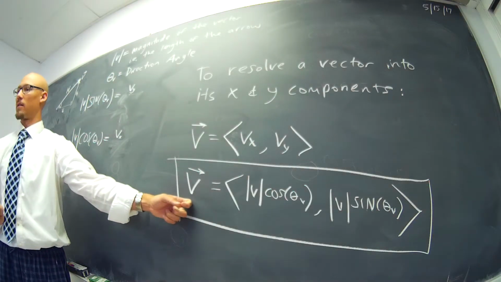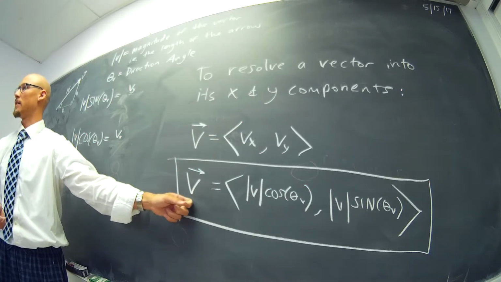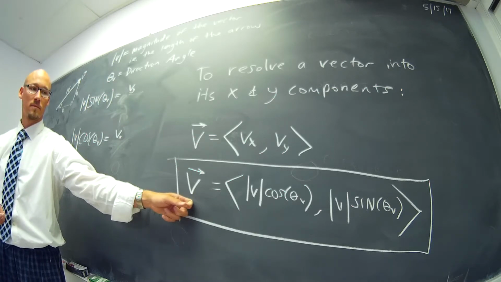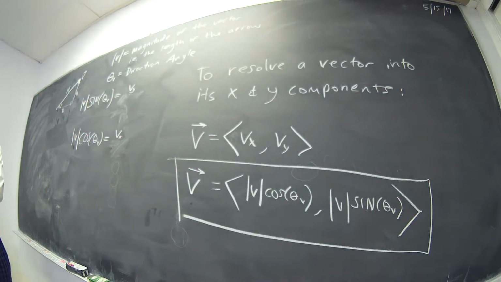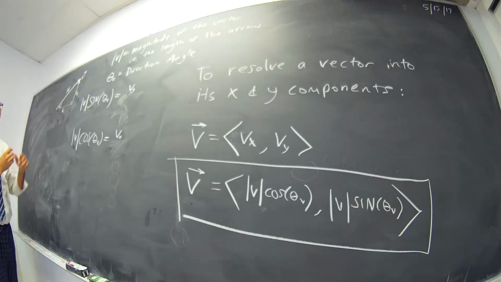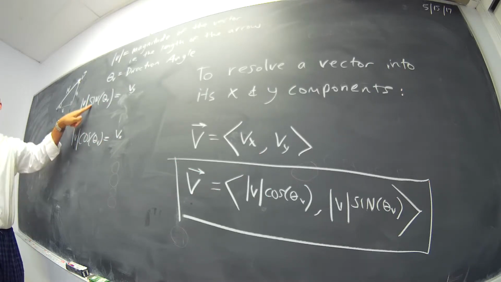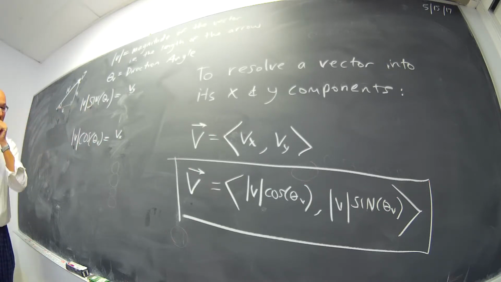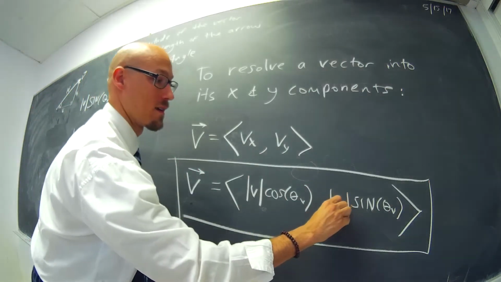So this should be somewhere written in your notebook with a box around it, smiley faces, stars, highlighted. So all those things equal the vector. Yes. The vector is made up of the x component plus the y component. And we found that the cosine of theta sub v equals the x component, and the sine equals the y component. So we're just putting those in. Sine is y. Cosine is x. We'll just remember that. Groovy, man.